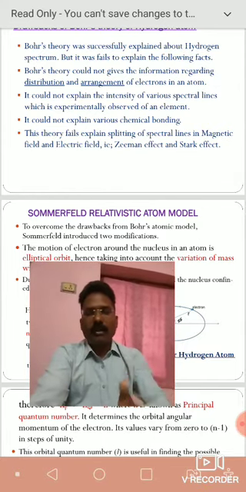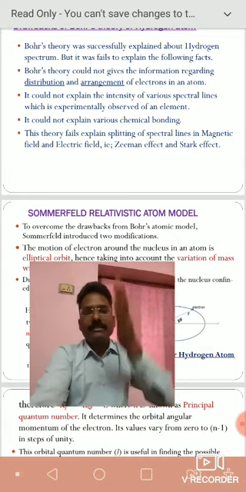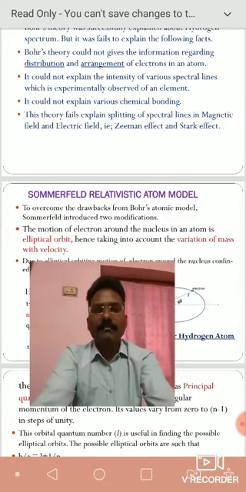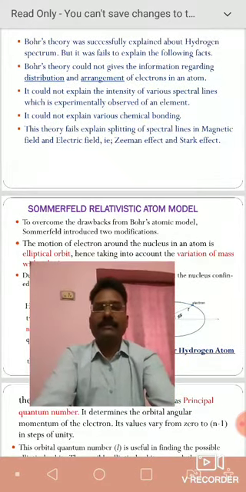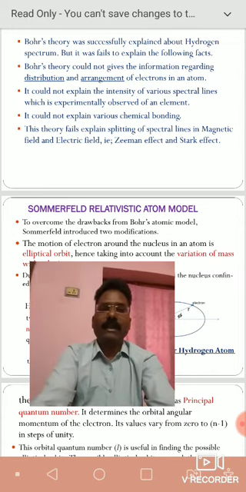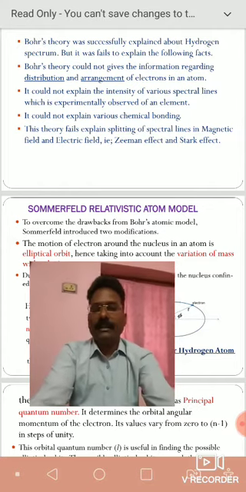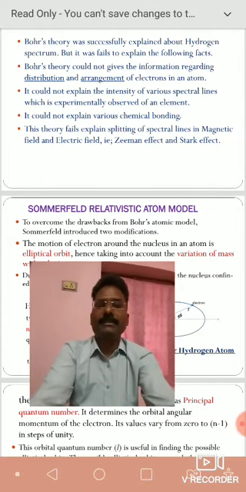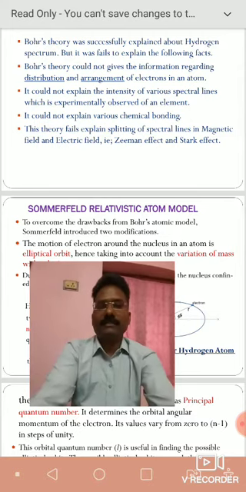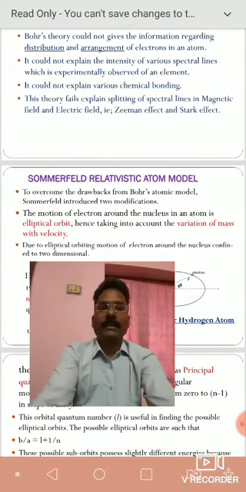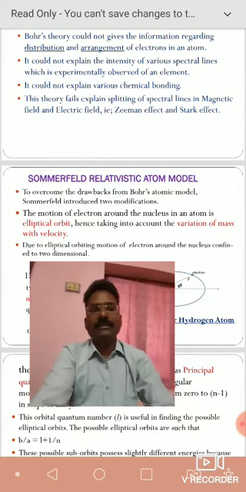There is one strong line and a faint line very close to it; that is the fine structure of the hydrogen spectrum, which could not be explained by Bohr's theory. Next, it could not explain various chemical bondings, such as covalent bond, ionic bond, metallic bond, between different atoms. That could not be explained by Bohr's theory. Also, this theory fails to explain the splitting of spectral lines in a magnetic field and electric field, that is, the Zeeman effect and Stark effect.